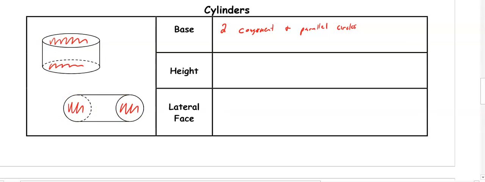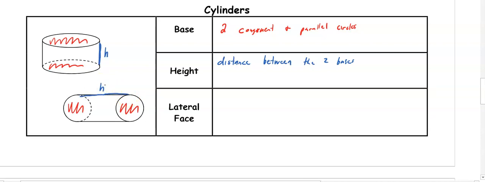Just like in a prism, our height is going to be the distance between the two bases. So for here, if the bases are up and down, the height would be going up and down. If the bases are on the left and right, the height would be going side to side.